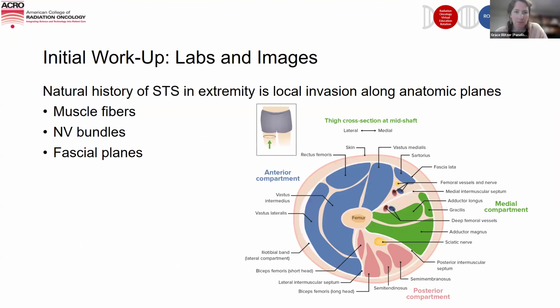Next slide. Again, this describes why anatomy is so important, in part because the natural history of soft tissue sarcomas is local invasion, but along anatomic planes. So it can grow longitudinally along those muscle fibers. It can track along neurovascular bundles or along fascial planes, but in general we do not think of sarcoma as growing radially through the fascia of the compartment. It is more often contained in fascial planes, growing superior-inferior. With the caveat, if you see that on imaging, believe it. But next slide.